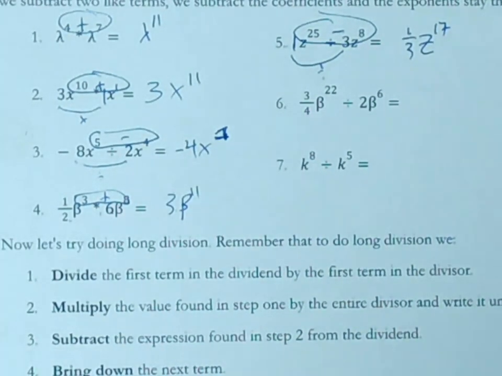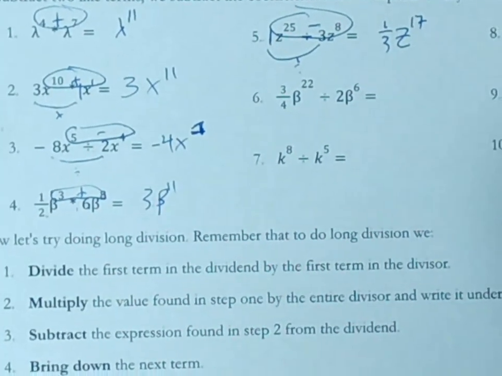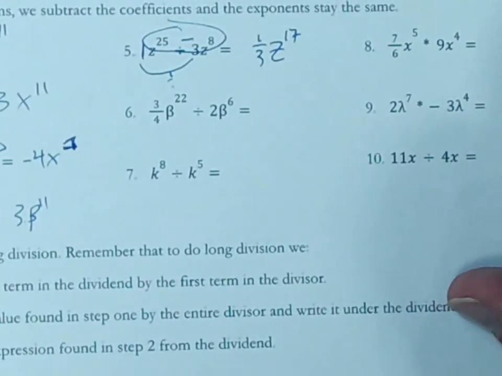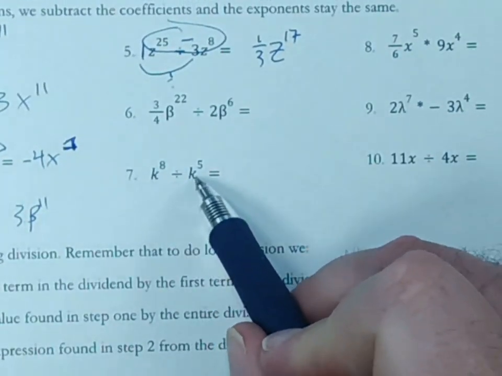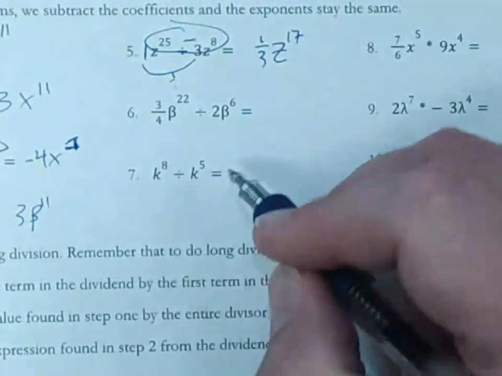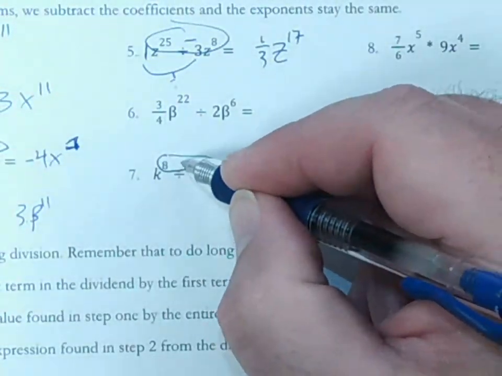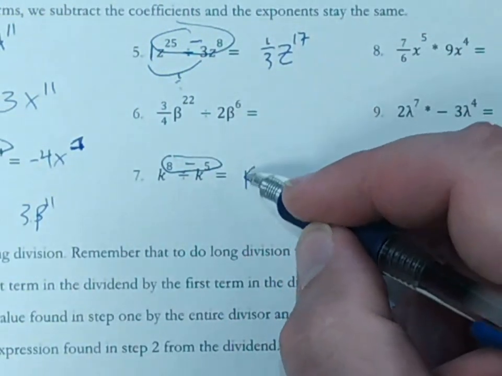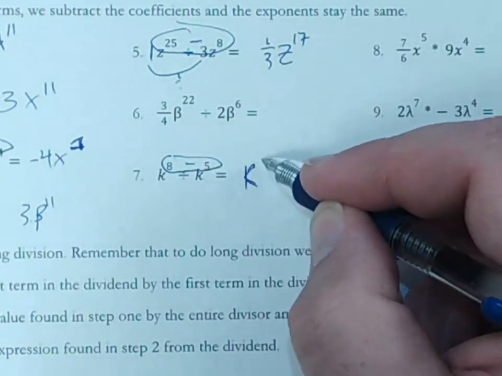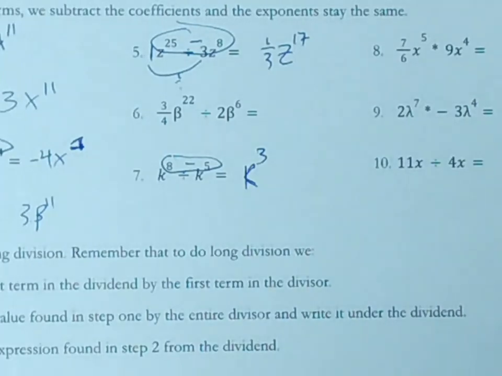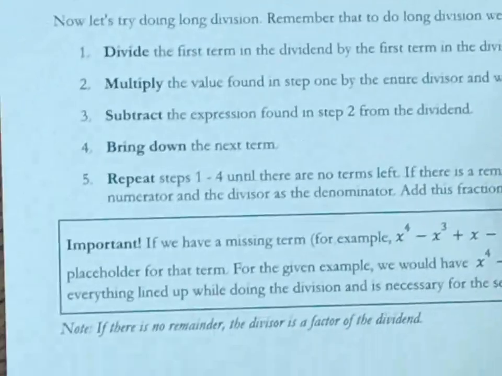Okay? I'm just going to skip a couple. I'm just giving you an idea, so like right here, k to the 8th divided by k to the 5th. We don't have to worry about the coefficients. We would subtract this. So you get k to the whatever 8 minus 5 is. I think 8 minus 5 is 3. We need to do that because that's going to be part of our process.